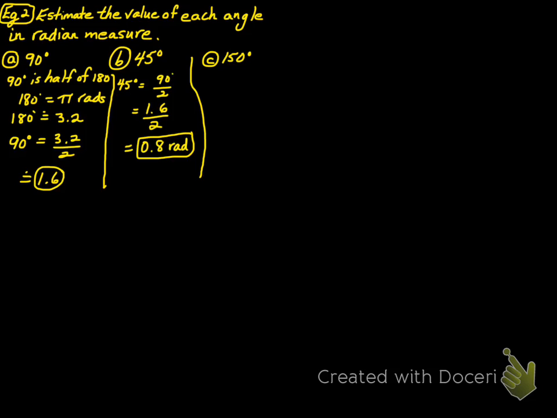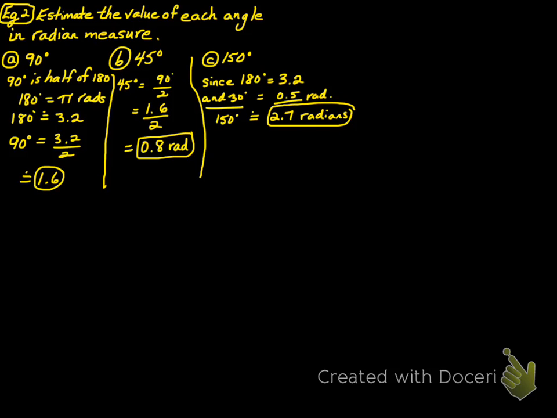150 degrees. Well, we're going to look at that like 180 degrees, and then we're going to take away 30. 180 is 3.2, and 30 degrees is going to be 0.5, so when we add those together, 150-degree angle is going to be measured as 2.7 radians.